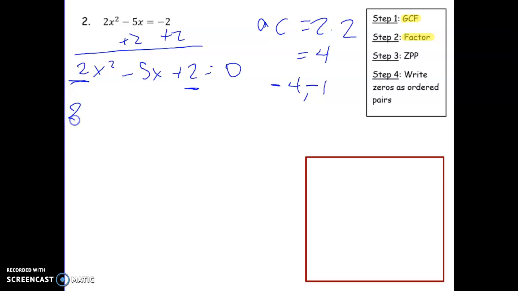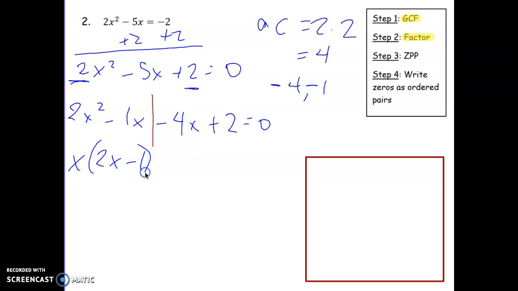Okay, let's substitute those in. So I'm going to get -1x minus 4x plus 2. You can put them in the other order, it doesn't matter. All right, now I'm going to cut that in half, just like we usually do. And then I'm going to factor the GCF on both sides. So 2x squared and x, well, I see those have an x in common, so that's going to come out in front. And what I have left in the parentheses, 2x minus 1.